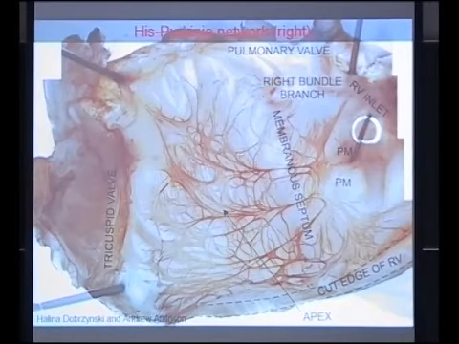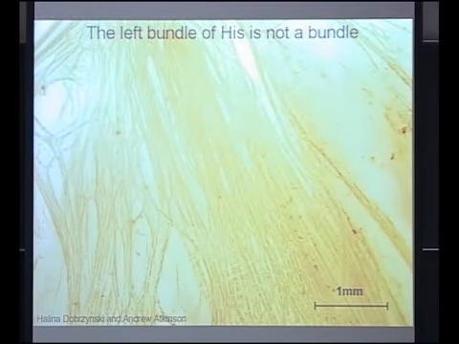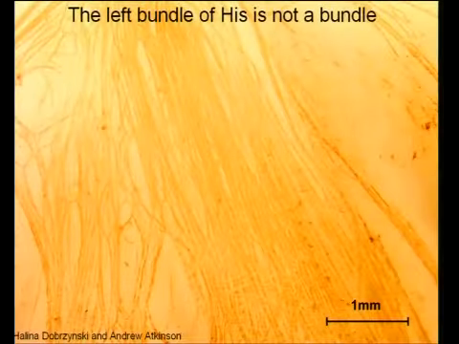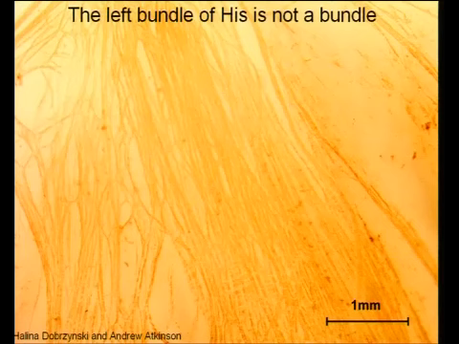And this is a photograph of the His-Purkinje network within the left ventricle. I hope you can see it, and it's very elaborate and very complex. And perhaps the His-Purkinje network on the right side of the heart is even more complex, as you can see here. Now, this is a high magnification view of the left bundle branch.